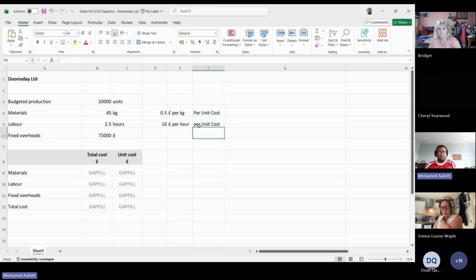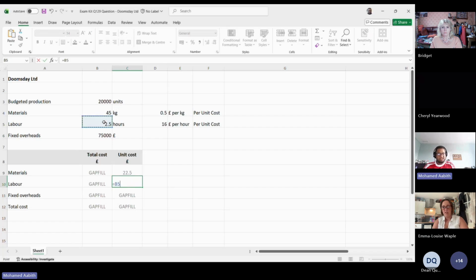Okay, so here I will say for materials how much it costs me for one unit. So here, this times 0.05, so it's going to cost me £22.50 per unit. And how about for labor? This times 16 pounds per hour, that's going to cost me 40 pounds per unit. And also I know my fixed overheads, it's going to be equal to that box. Can you now notice I have some information for the unit and some total information. They are the ones we have found out now.